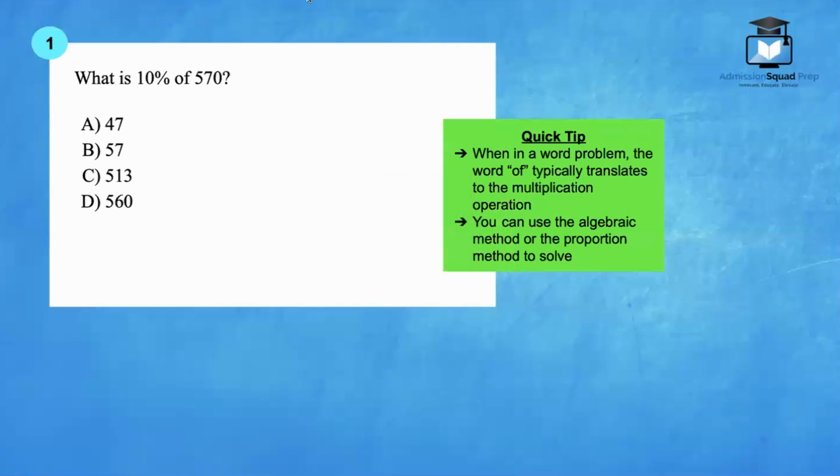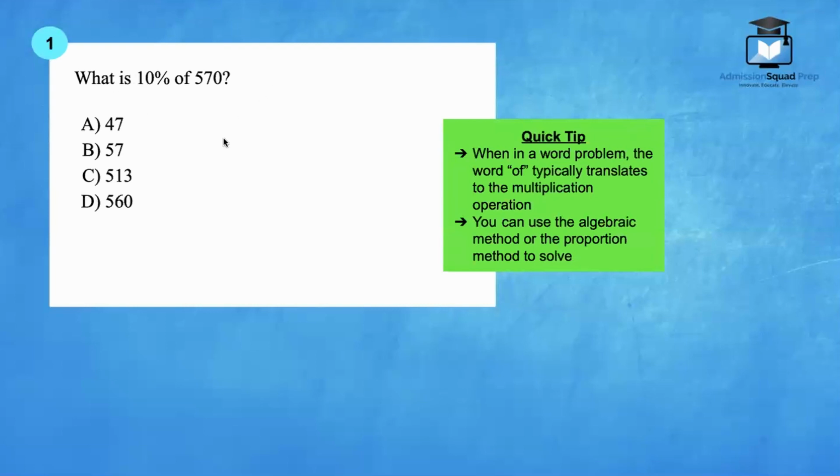What is 10% of 570? Let's look at our quick tip. When in a word problem, the word "of" typically translates to the multiplication operation. So you can use the algebraic method or the proportion method to solve. Let's start off with the algebraic method.